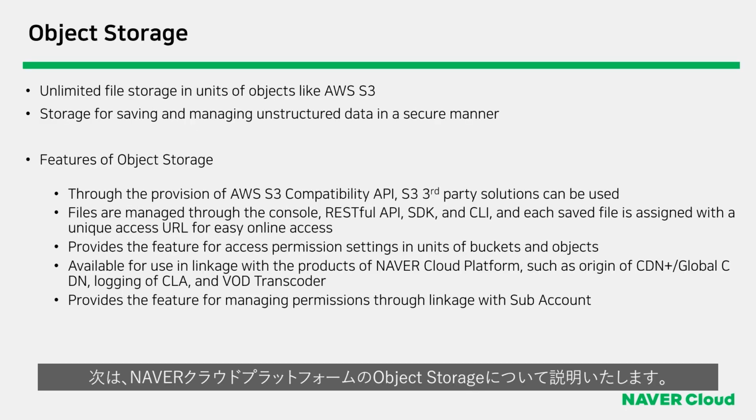Next, we'll take a look at object storage of NAVER Cloud Platform. Object storage is a type of storage that can store very large amounts of data, such as the AWS S3 service. It can be easily managed through the NAVER Cloud Platform console, API, SDK, and CLI, and a unique URL is created for the saved file, enabling multiple users to easily access it on the internet. Object storage is used especially as the basic storage for various NAVER Cloud Platform services, such as CDN service and Cloud Log Analytics. You can manage permissions for objects and buckets uploaded to object storage, and RBAC method permissions separation for object storage is available through the sub-account feature of NAVER Cloud Platform.